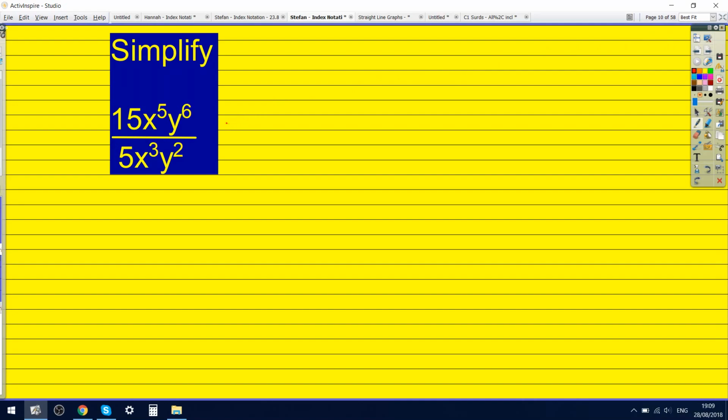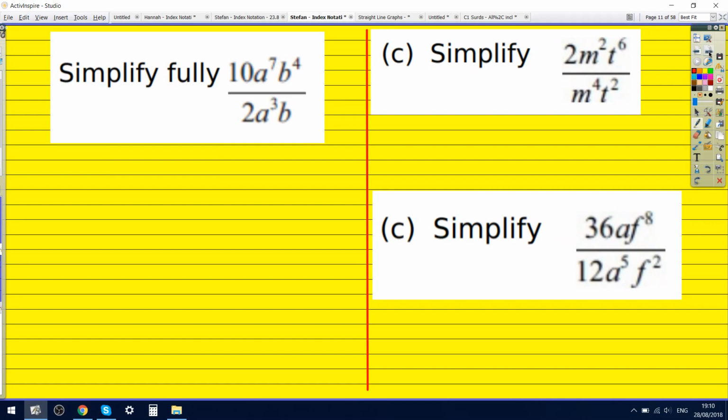How about this one? Well done. These are the exam questions. I think you'll be okay. Let's do C, bottom right.